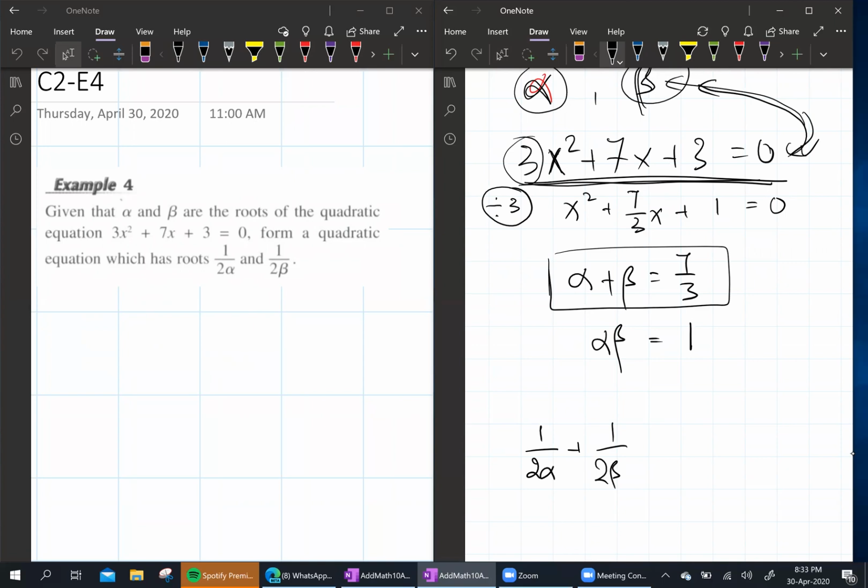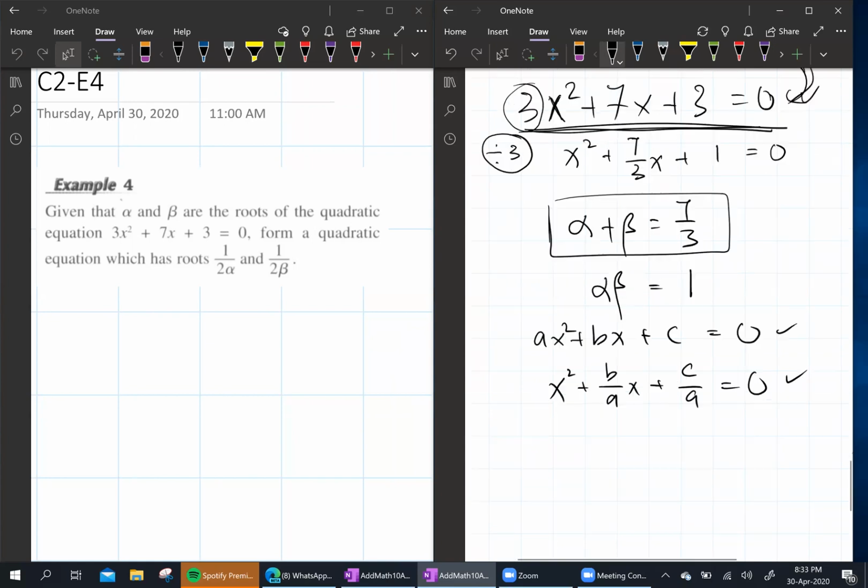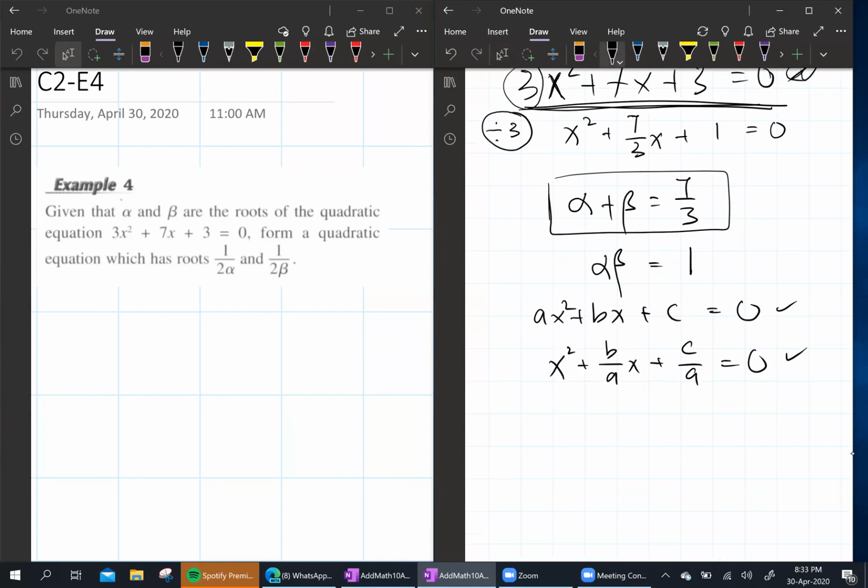To get the new equation, you have to actually divide this equation by A. This plus B, A x plus C over A. Okay, from here to here. So now you want to find the equation with roots 1 over 2 alpha plus 1 over 2 beta.